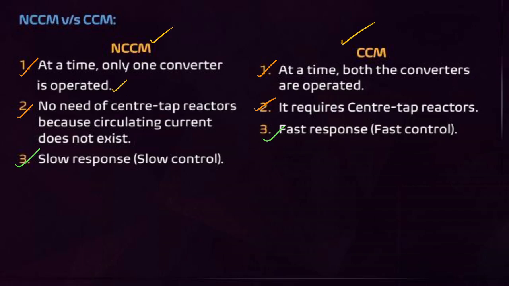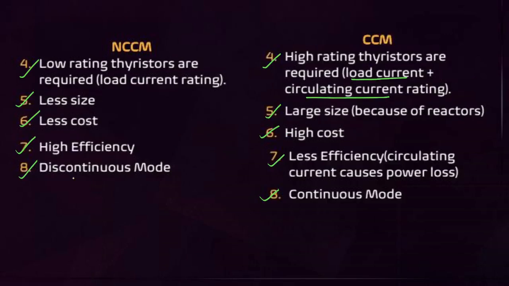At a time only one converter is operated, but here at a time both the converters are operated. No need of center tap reactors, but here center tap reactors are required. Non-circulating current mode has slow response, but circulating current mode has fast response. This is the main advantage of circulating current mode. This is a fast response.